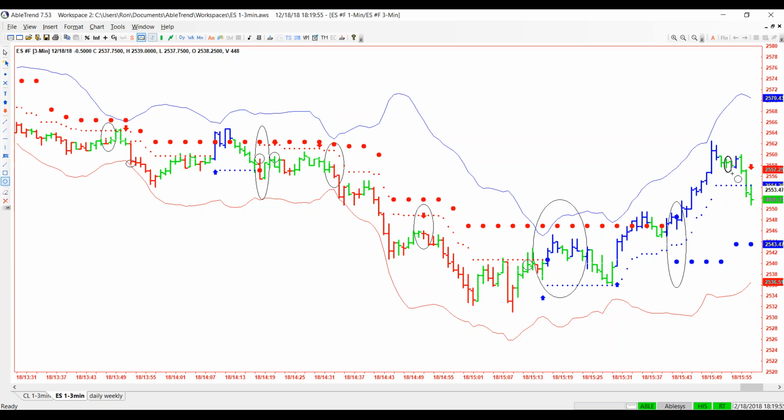Up and away it goes. There's your third green bar. So that last hour of the day has been great to trade, and that was a nice little trade. That was 6 points profit. That's $300 in 10 minutes toward the end of the day. Good stuff.